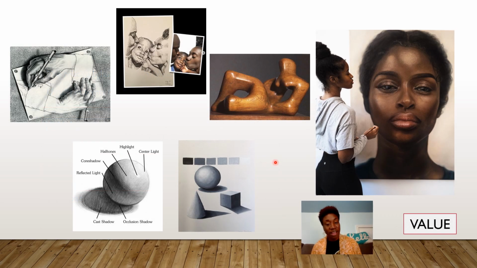Here's some examples of how value is used. In this case, you can see it's very, very dark here, so there are the shadows. And then you have the midtones, and you have the highlight of his fingers and hands, because that's where the light is hitting his hands.